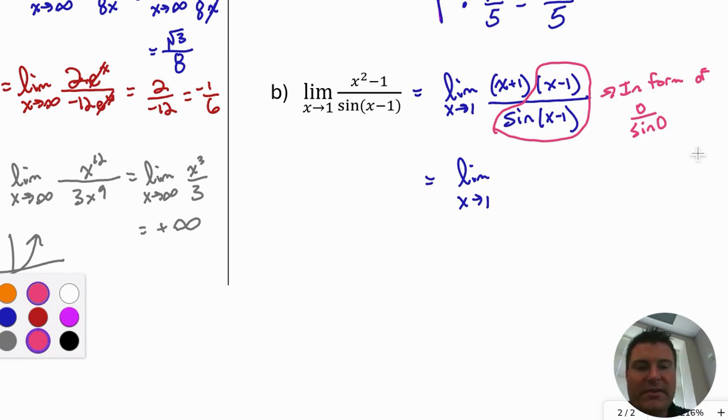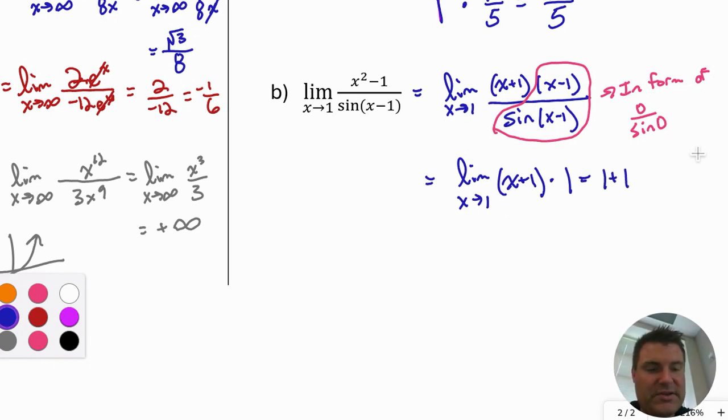So it's equivalent to saying that this is going to be x plus 1 times 1. Because again, what I circled in pink there is in the form of 0 over sine 0, which is equivalent to 1. So now I can just do a direct plug-in. 1 plus 1 times 1 is going to give me a 2.